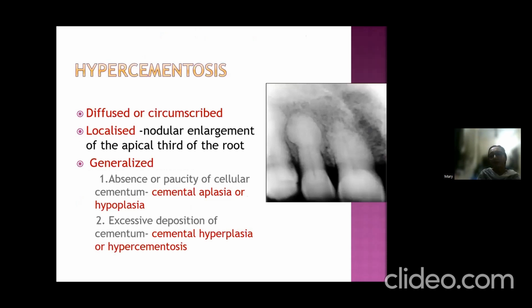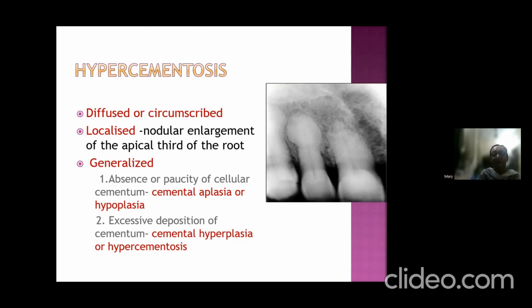Then a few abnormal conditions that we come across in the cementum are hypercementosis. This hypercementosis can be diffuse or circumscribed. It can be localized or generalized. Localized presence we've seen in the radiograph. Here we can see a single tooth has a hypercementosis. It is usually seen as a nodular enlargement at the apical third of the root.